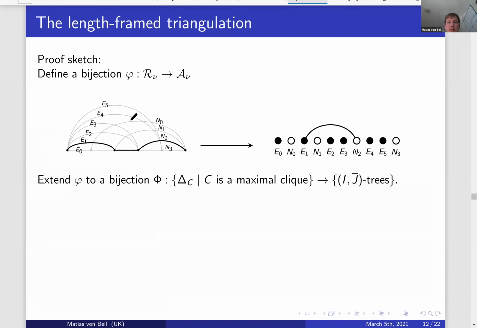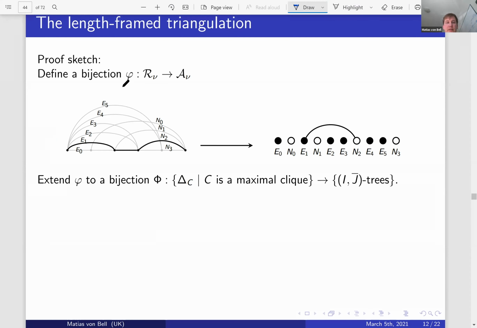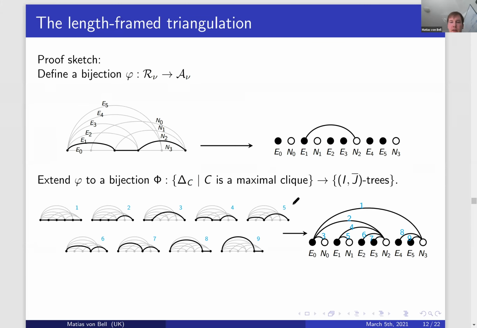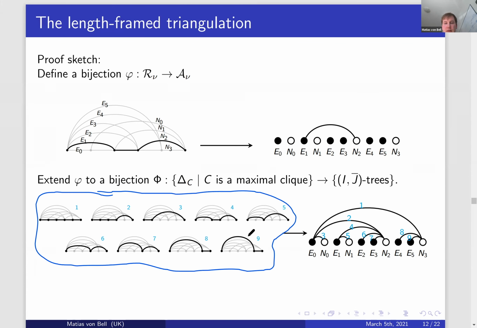That bijection can then be extended. Of course you have to show that it's well-defined and so on, but once that's done, it extends to a bijection from maximal cliques to these IJ trees. To make sure that happens, you have to show that the coherence of these routes in the nu-caracol graph is the same condition, under the translation, as the non-crossing of these arcs. So here's a nice big picture of an entire simplex under this extended bijection being taken to the corresponding IJ tree.